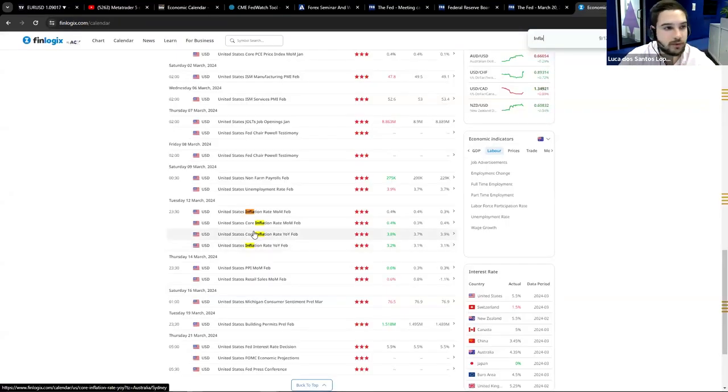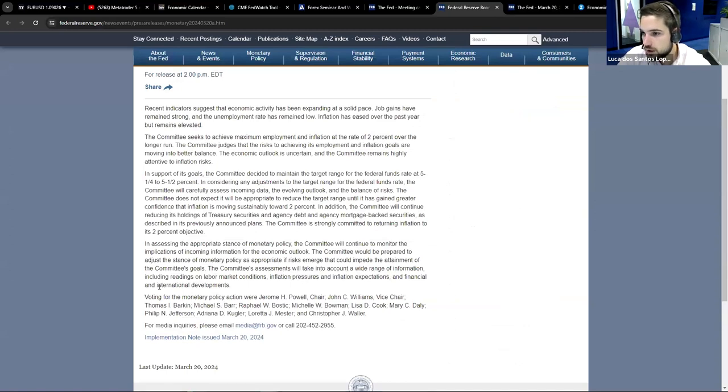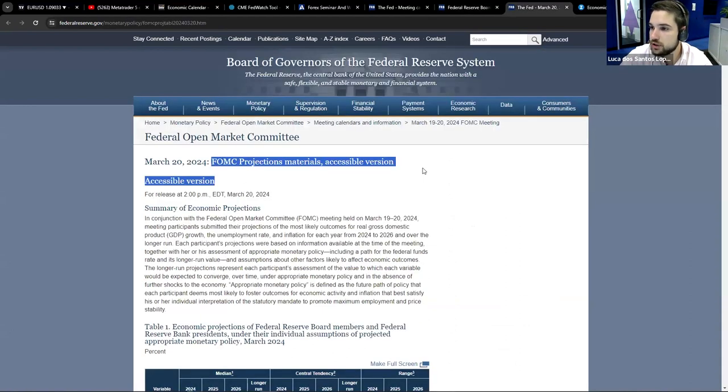Now, all of the three months were higher than expected. Month over month, year over year, quarter over quarter. Okay. And now the last thing: financial and international developments. Well, this would take too long, but doing an overall analysis, what is the US trading off? Now, let's have a look at the FOMC projections materials, accessible version.